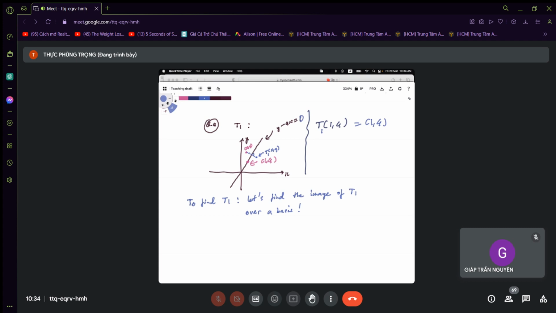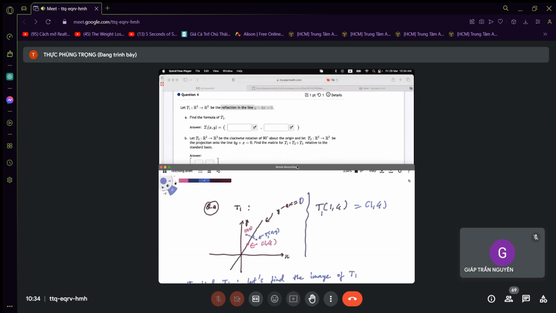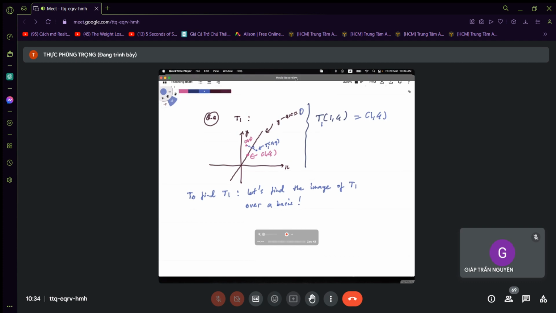Is that right? Remember that what we are doing right here is to find the image of T1 over a basis. So (1, 4) is the first vector we have in the basis. T1 of (1, 4) is the same as (1, 4) because (1, 4) is on the line. The reflection of (1, 4) is still (1, 4), right? Let's find another vector for the basis.